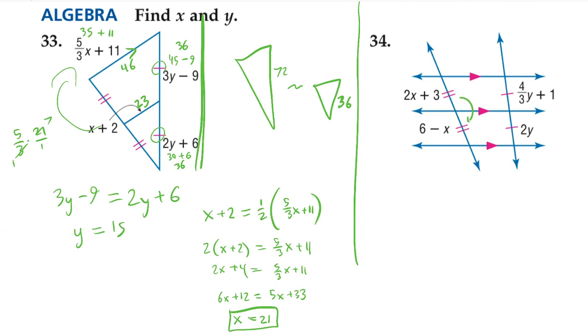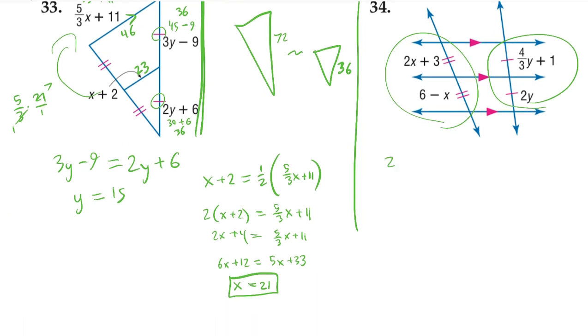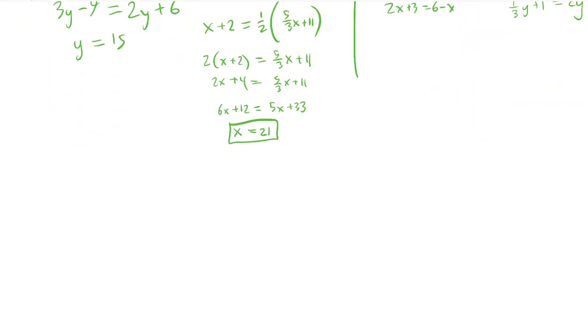So we just know that this ratio is the same as this ratio, but it was already a 1-to-1 ratio. This isn't even a problem. I just wanted to show you what they were asking, but really, it just tells you these are equal, and it tells you these are equal. So you just go 2x plus 3 equals 6 minus x, and then over here you go 4/3 y plus 1 equals 2y. That was a silly problem, so I'll leave it. Then it's just algebra after that.